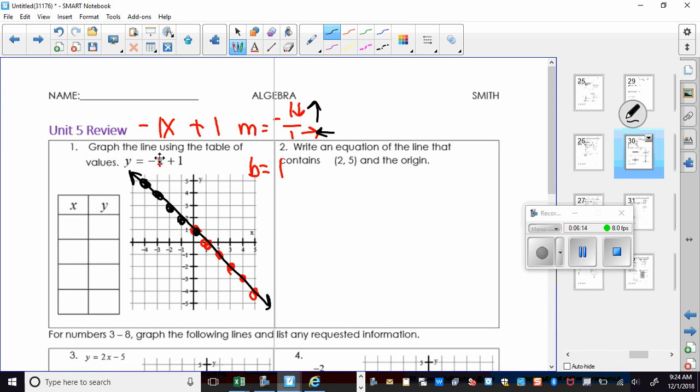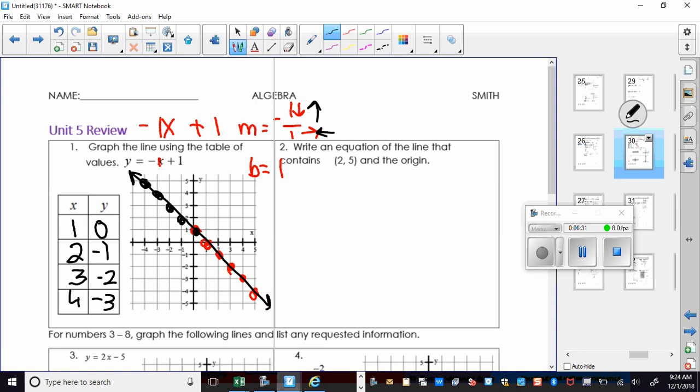Now, if I want to gather points here, I don't even need my graphing calculator at this point. I can just say I have a point at 1, 0. I have a point at 2, negative 1, 3, negative 2, and 4, negative 3. So I could gather any of the points on that line.